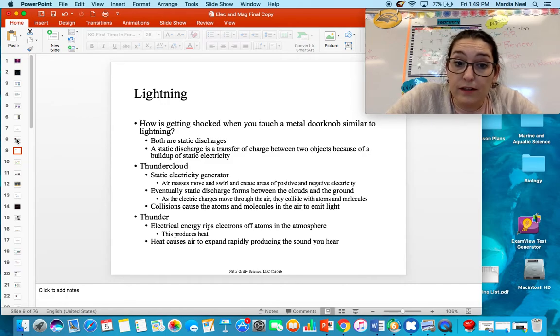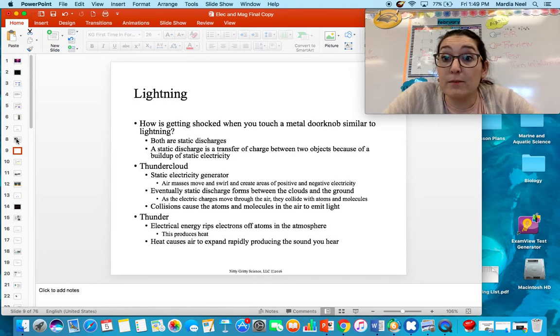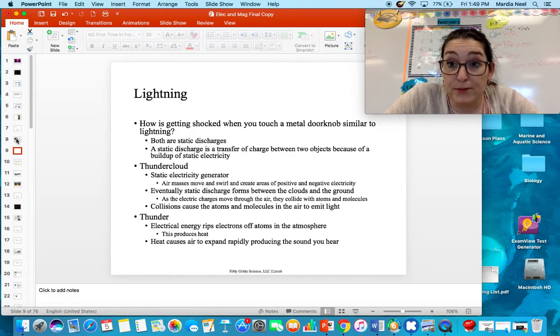Thunder is electrical energy. So electrical energy rips electrons off atoms in the atmosphere. The electron is needed somewhere else, and so it's literally ripped off and pulled to a different atom. And that produces heat. And the heat causes the air to expand super rapidly.